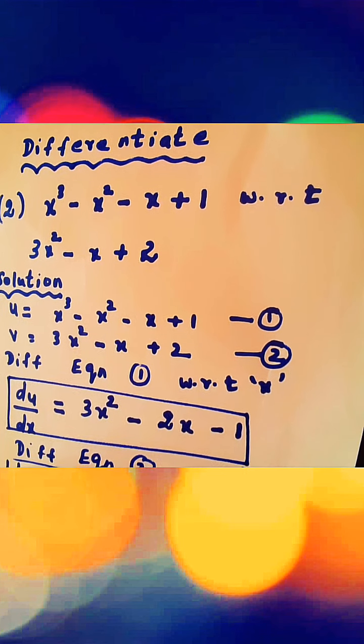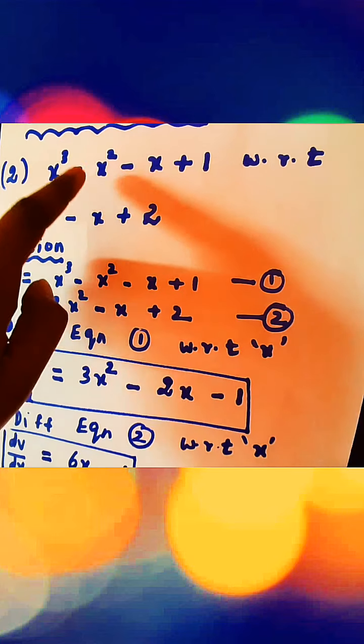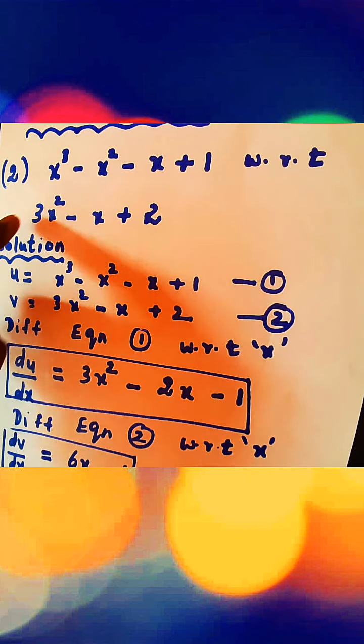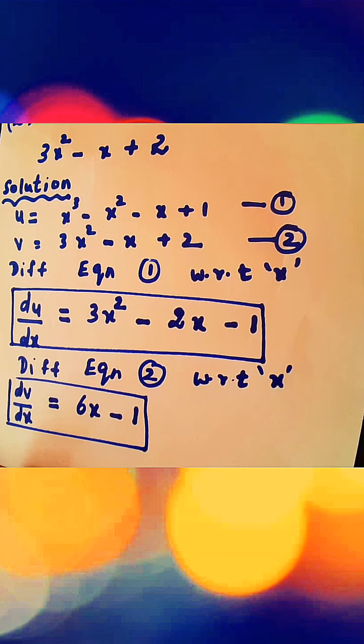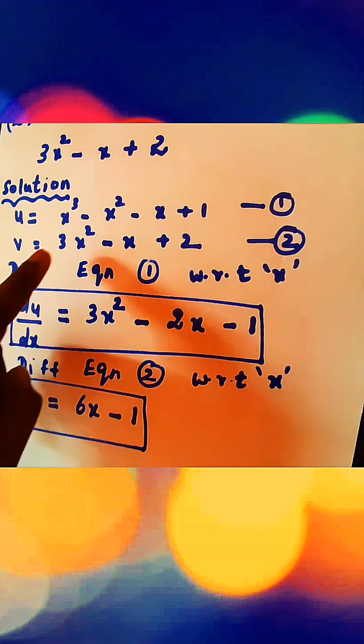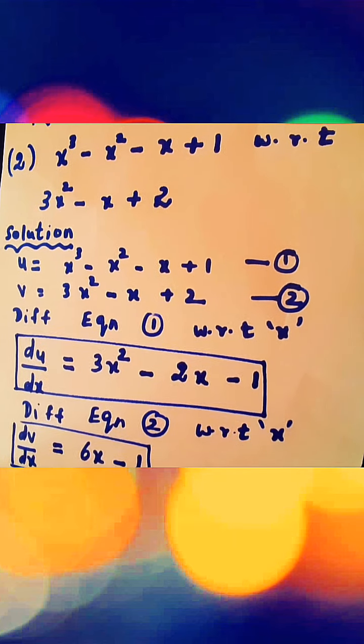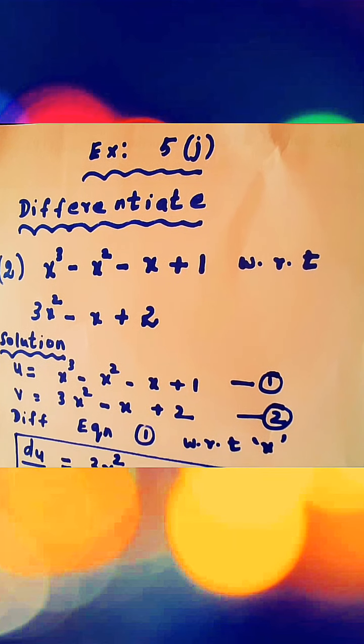The question is differentiate one function x cube minus x square minus x plus 1 with respect to 3x square minus x plus 2. We assign the first equation to be u and the second equation to be v. We differentiated equation 1 with respect to x. We got du by dx is equal to 3x square minus 2x minus 1. Similarly, we differentiated equation 2 with respect to x. We got dv by dx is equal to 6x. Differentiation of 3x square is 6x minus differentiation of x will give you 1. Differentiation of 2 is a constant. It will become 0. Correct?